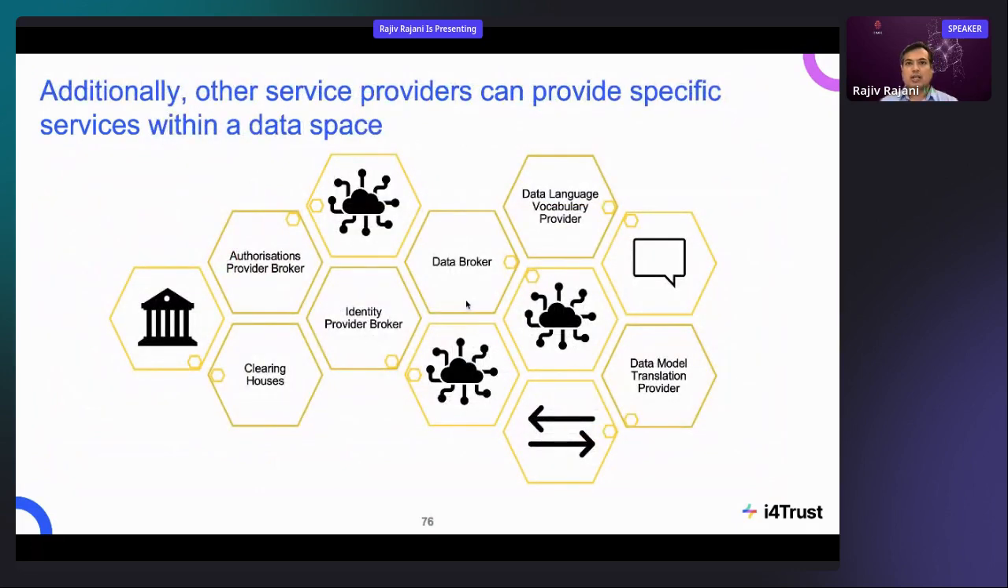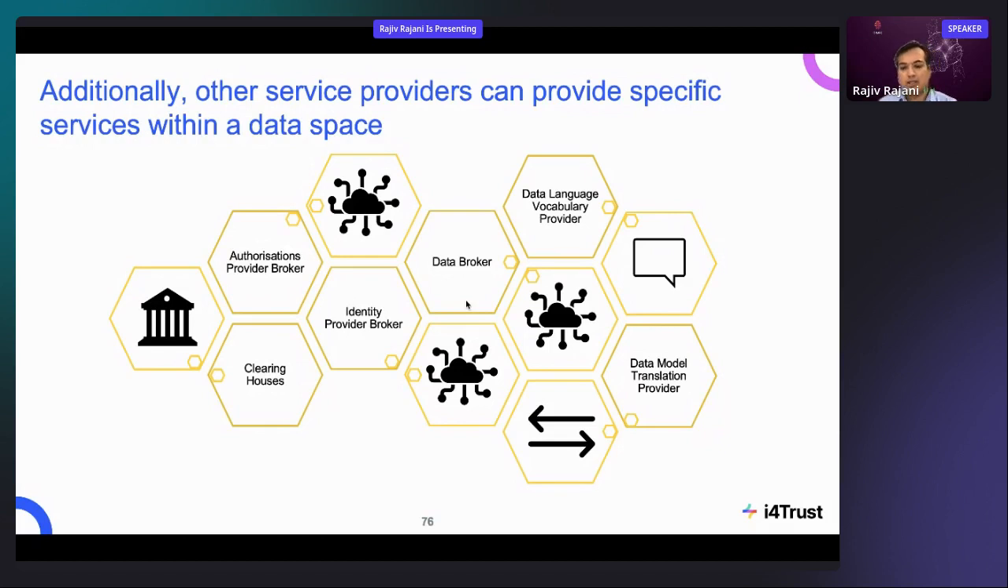Of course, there are additional services that can be added to any data space, or these are roles that are not defined in the framework, but they can of course be used within data spaces. Some examples are clearing houses, data brokers, a language vocabulary provider, etc. So basically, these are additional third-party services which enable certain use cases in a better manner.